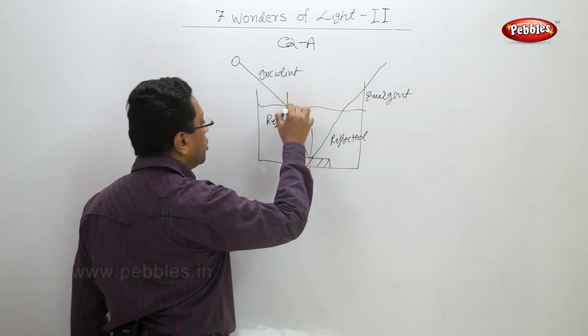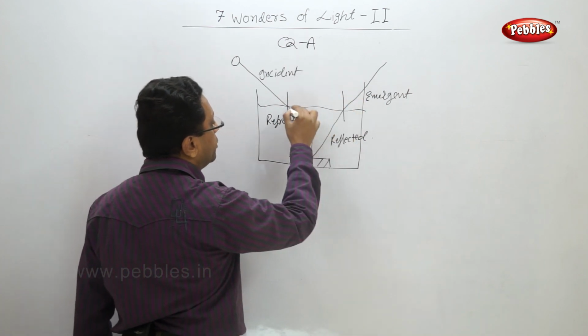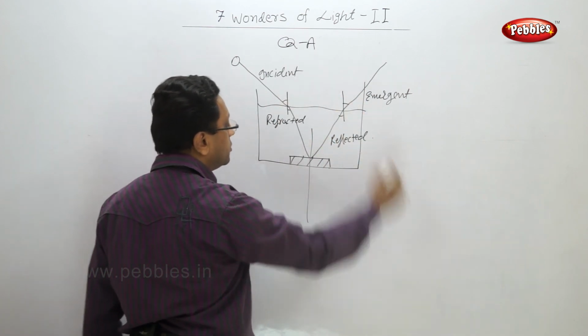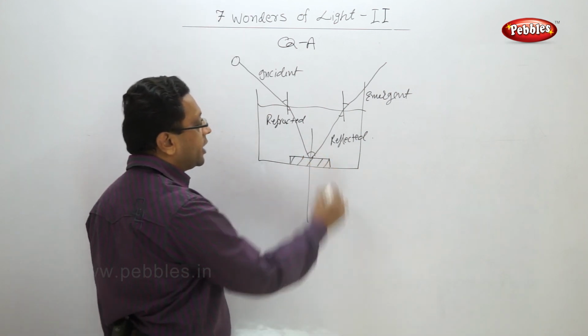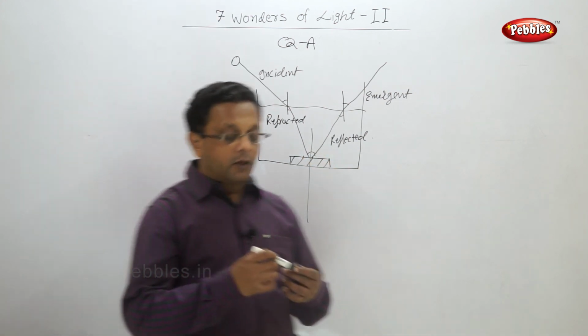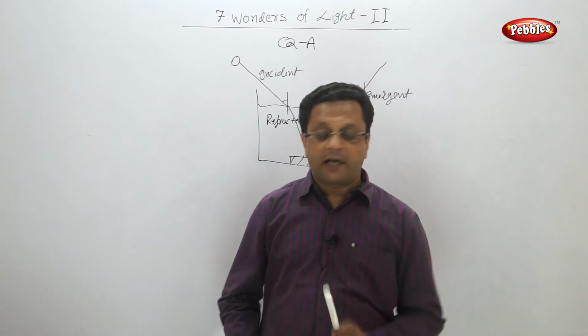You can draw the normal at this point, the normal at this point. You can show these angles also, it doesn't matter, but the diagram must be a proper labelled diagram.